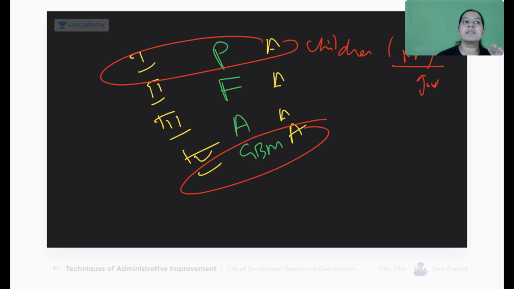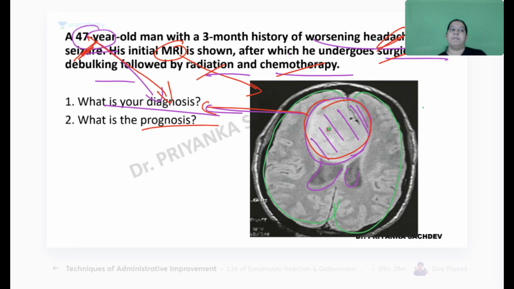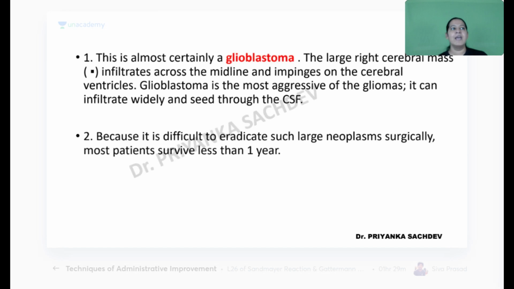The last one occurs in adults. It arises from the cerebrum. This one was arising from the cerebellum. The one in children is in the cerebellum, the one in adults is in the cerebrum, the cerebral cortex, and it has a very poor prognosis. It is grade 4, so it is GBM. Very few patients survive more than 1 year. Most of the patients die within 1 year. It has a very poor prognosis.